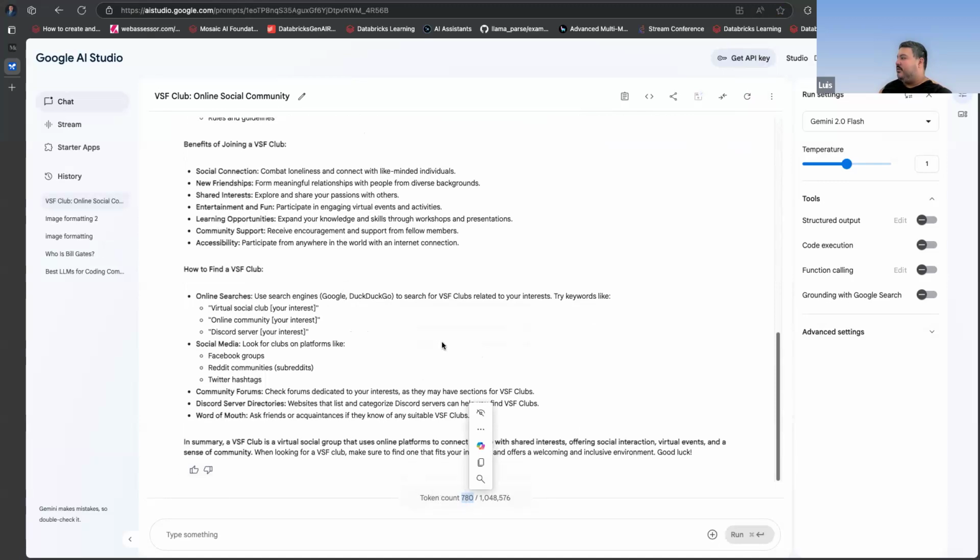So for me to calculate this, we know that 12 tokens was the input, so 780 minus 12 tokens. So we're looking at 768 tokens for the output. And that's what you have to calculate.